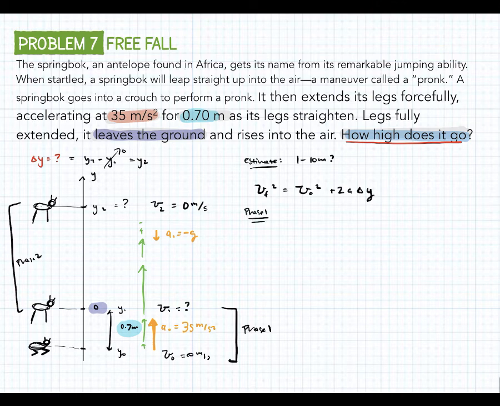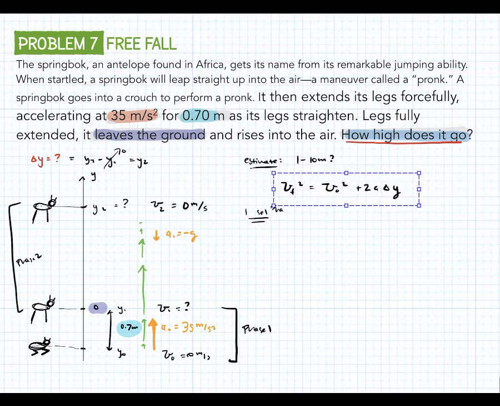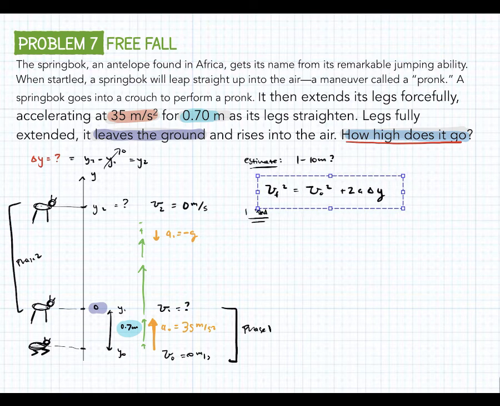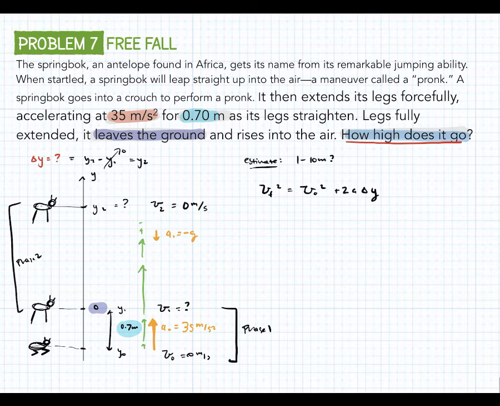So let me move this over. Oh no. Oh, I've totally screwed that up. Hang on. Okay. So phase 1.